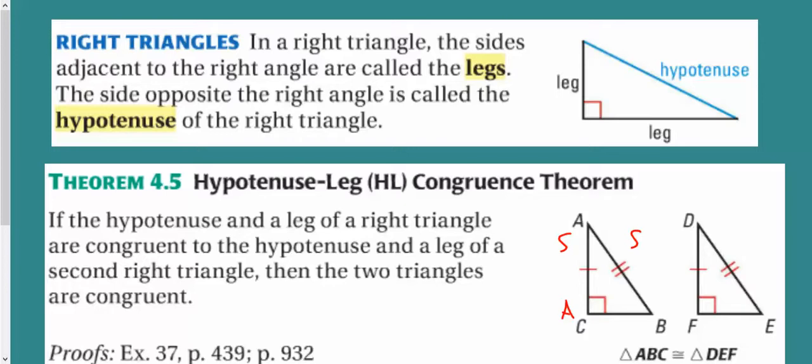So in a right triangle, we have two legs and the hypotenuse, and so HL says that if you have one of the legs congruent to one of the legs and the hypotenuse congruent to the hypotenuse, then the two triangles will be congruent. So this is a unique one, a special one that only works for right triangles.